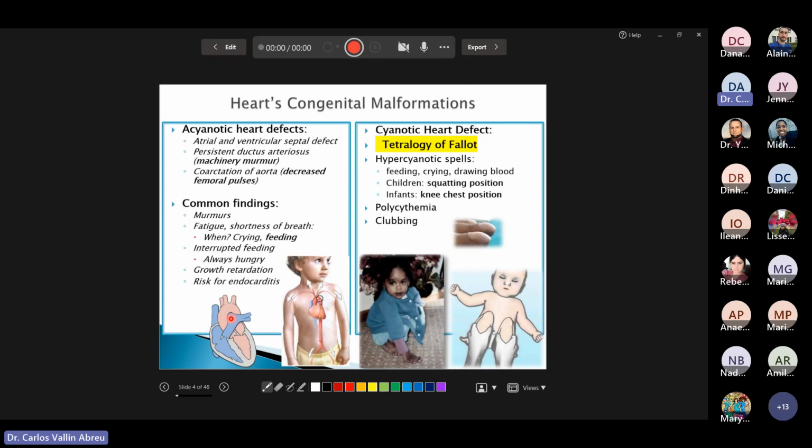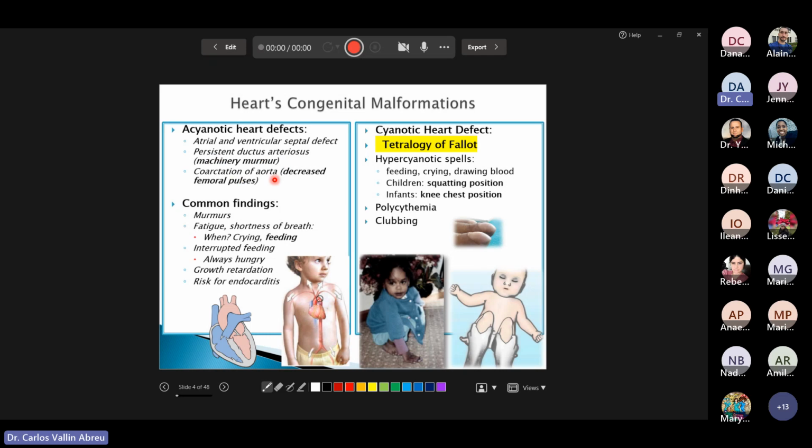Sometimes it doesn't close, and it is called persistent. So it doesn't close, persistent. The persistent ductus arteriosus is going to produce a murmur. It is called a machinery murmur because it's going to sound like a machine. I don't think it's going to be tested.